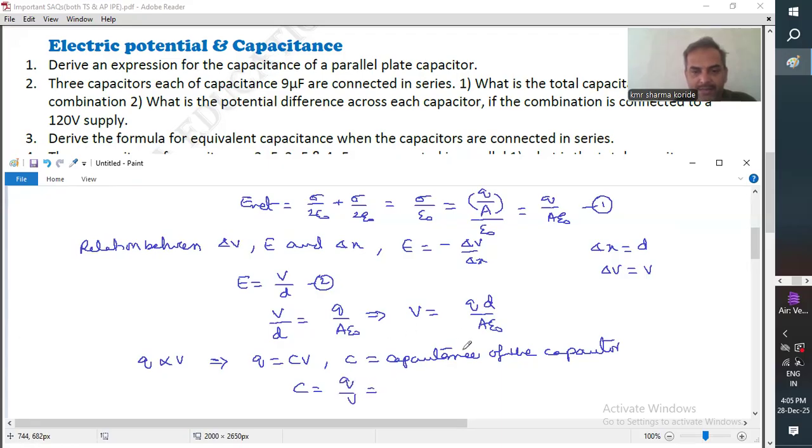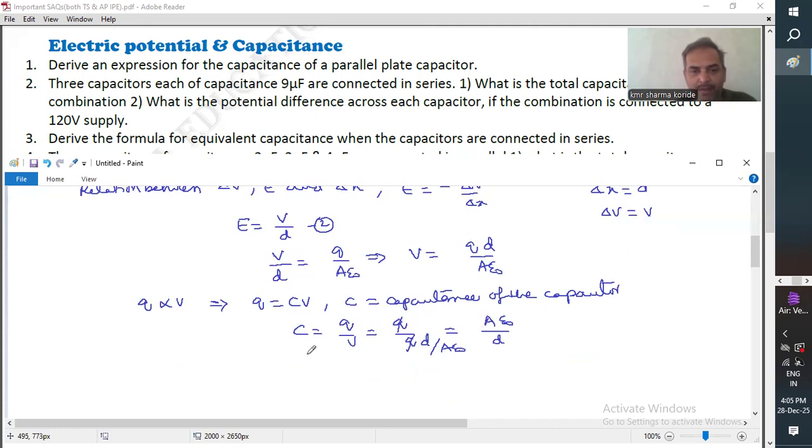So we got V as QD by A epsilon naught. Q by QD by A epsilon naught. Q and Q get cancelled, so we get A epsilon naught by D. In case the gap between the plates is filled with a dielectric of constant K, capacitance increases by K times. It means K into A epsilon naught by D.